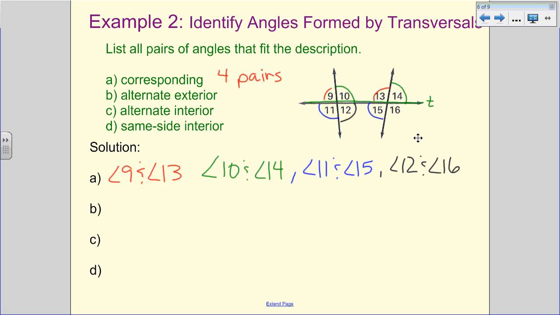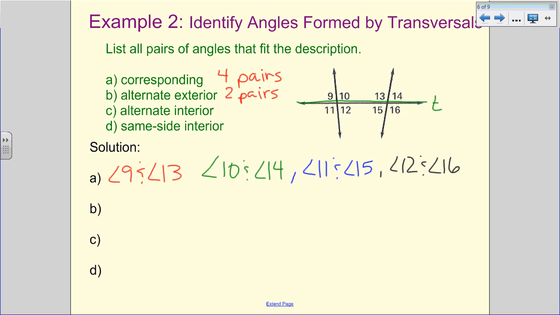All right, I'm going to erase and start over, guys, because we have a whole other set of relationships to look at using those same 8 angles. This will always be our transversal. B, alternate exterior angles. I'm sorry, alternate exterior. We're only going to have 2 pairs of these. So I'm looking on the outside. So once again, I'm going to read from left to right.